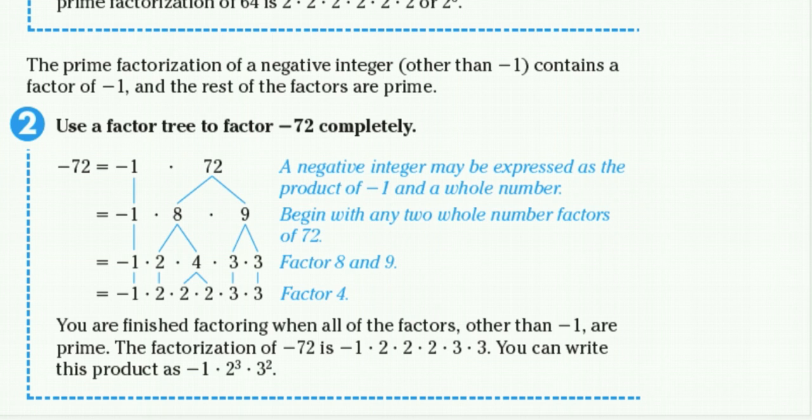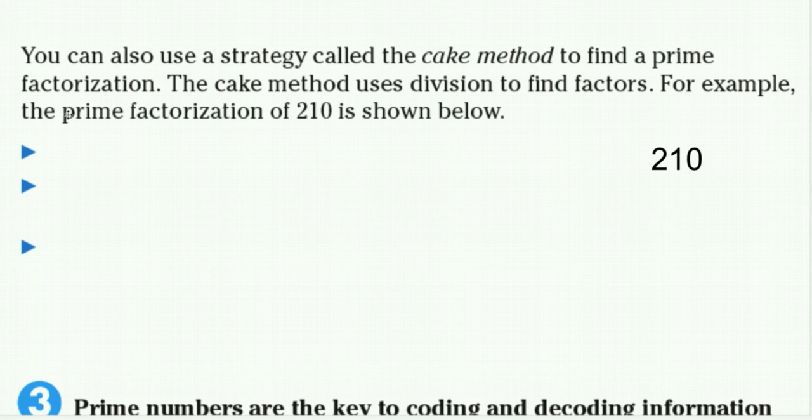So a little trick here. On the next part, you can also use a strategy called the cake method. I like to call it the drop-down method. If you want to follow, this is the book's example of the cake method. But what I'm going to show you is the drop-down method to find the prime factorization. They're basically the same thing. I'd rather prefer the drop-down than the cake method, but they're the same. The directions are the same. The method is the same. The steps are the same. The cake method uses division to find factors.